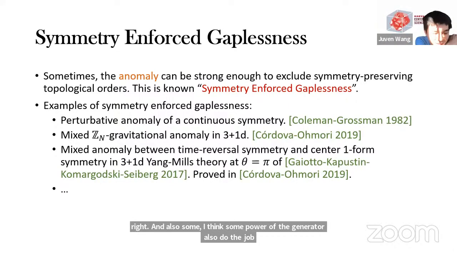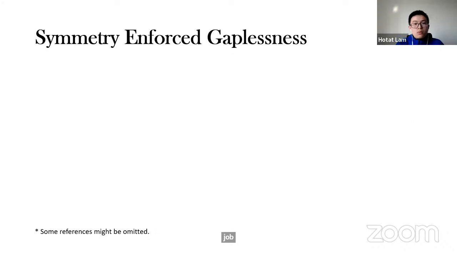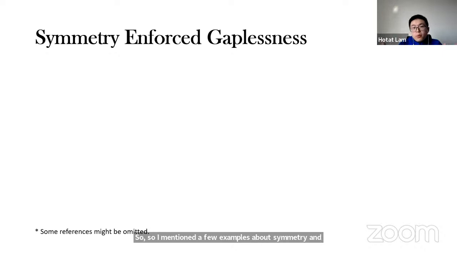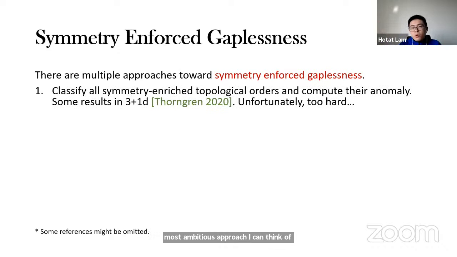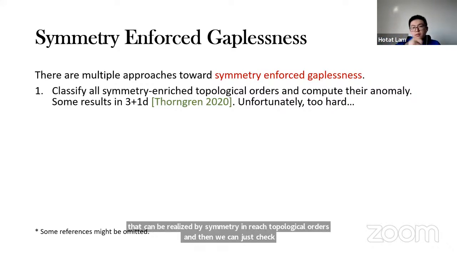Yeah, no problem. Thanks. So I mentioned a few examples of symmetry-enforced gaplessness, and in general, there are various different approaches towards symmetry-enforced gaplessness. One approach, probably the most ambitious one can think of, is: why don't we just classify all possible topological orders, understand how to couple them to background gauge fields, and then compute all the anomalies? If we can do all these things, then we can have a huge table of all possible anomalies that can be realized by symmetry-enriched topological orders. And then we can just check whether the anomaly exists in this table or not.